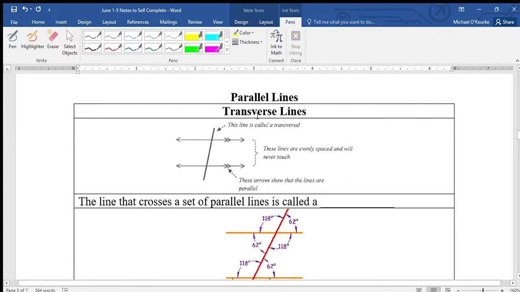So, we're working with parallel lines, which we learned before were two lines that never cross, the same distance apart all the time. Think about railroad tracks. Railroad tracks that weren't parallel would not be very useful because the train would crash. So, a transversal line, okay, and I'll give away the answer right now. That's a transversal.